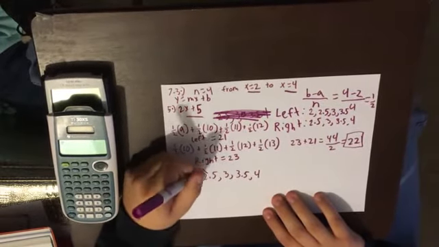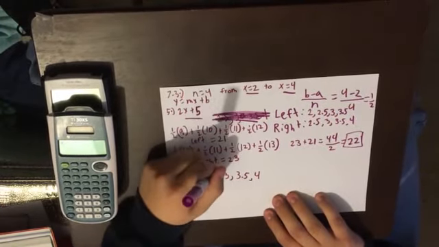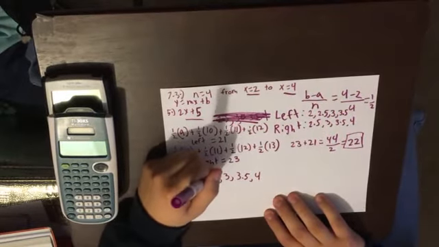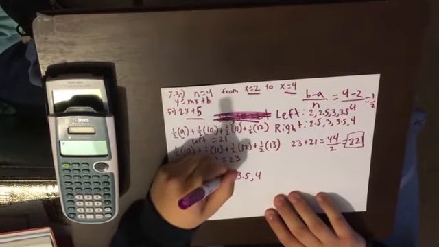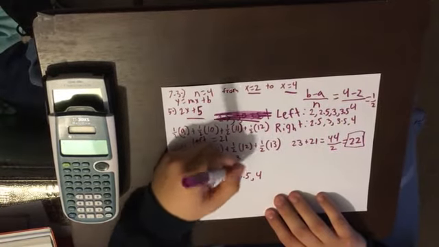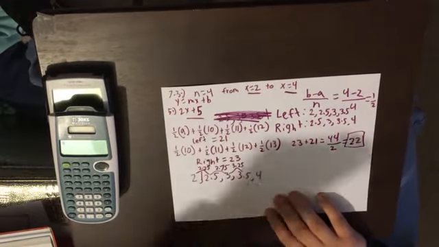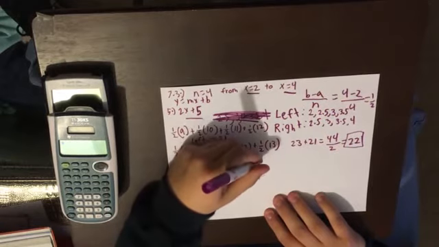Now we want to find the midpoint between each of these. So in between 2 and 2.5 is 2.25. Now in between 2.5 and 3 is 2.75. And in between 3 and 3.5 is going to be 3.25. And in between 3.5 and 4 is going to be 3.75.